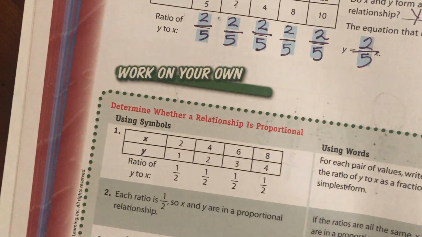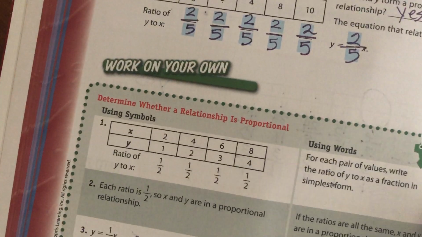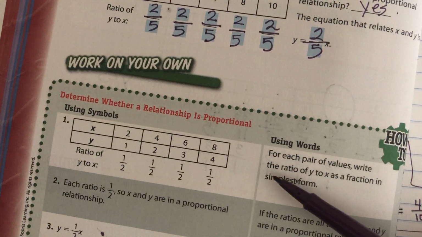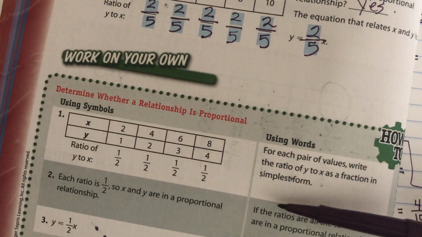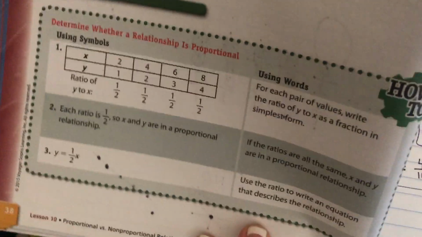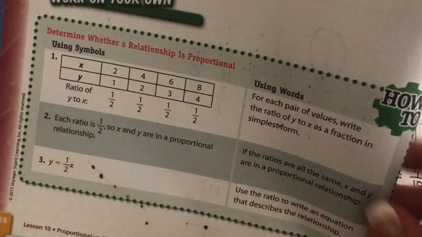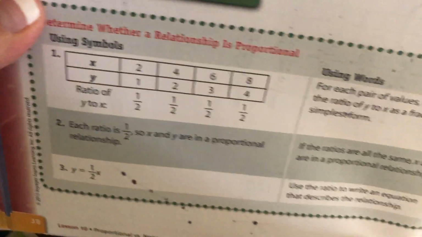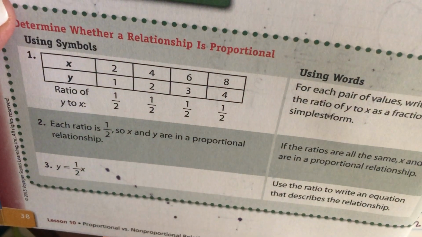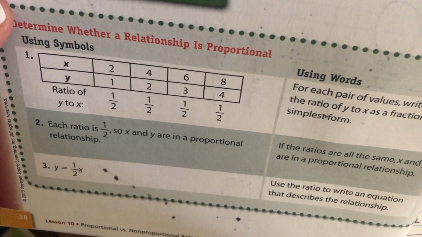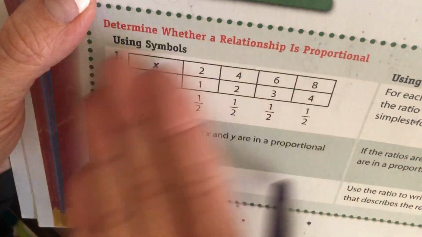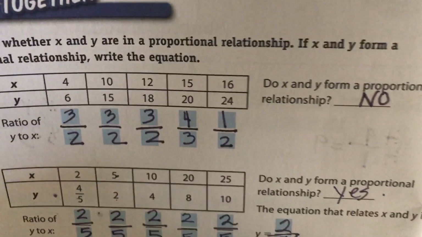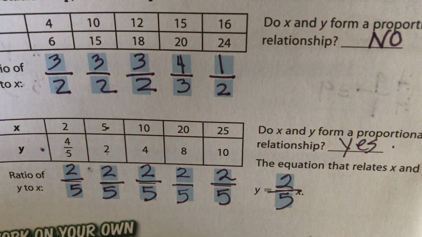I want you to read the how-to. Okay, this is a great how-to. It says for each pair of values, you're going to write the ratio of y to x as a fraction in simplest form. If the ratios are all the same, x and y are in a proportional relationship. Use the ratio to write an expression or an equation that describes the relationship. And when they say that, they mean this, y equals 1/2 x for this example. Okay, just like for this one, y equals 2/5 x.